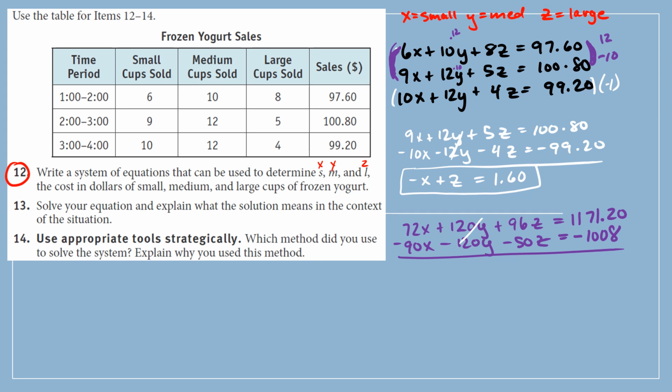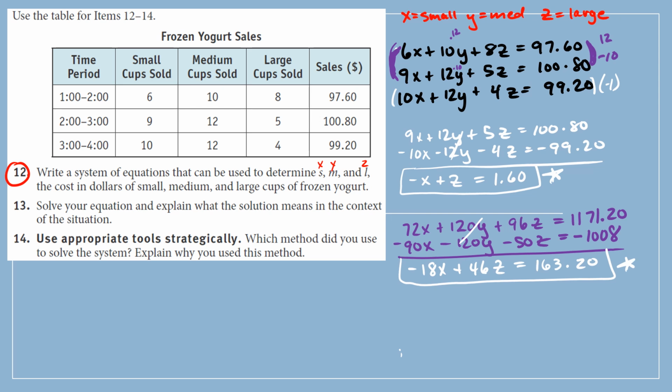72 minus 90 should give you -18x. I know you're staying a step ahead of me. Hopefully you got 46z. And when you subtracted these, hopefully you got $163.20. Okay. So now you've got another equation in two variables here. Okay, so we've got two of them. We've got just x and z left.